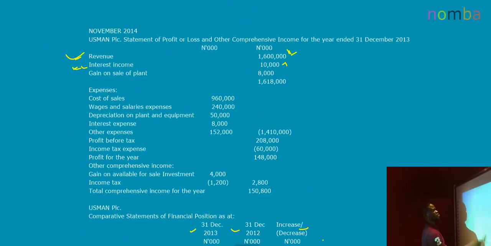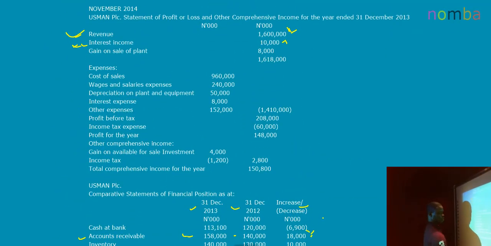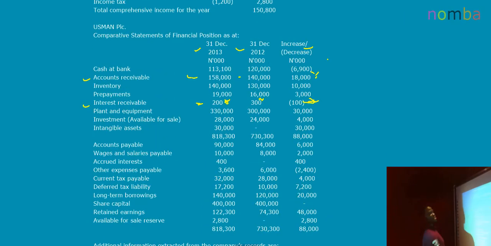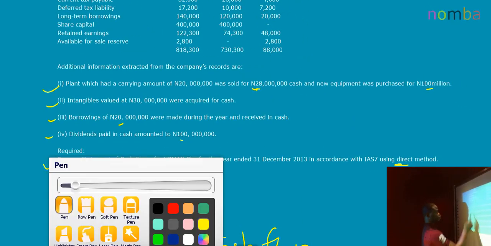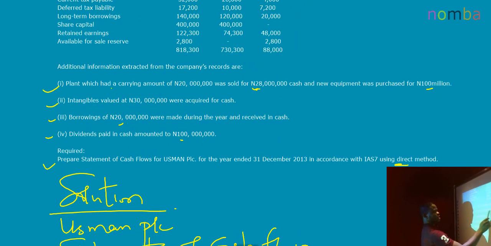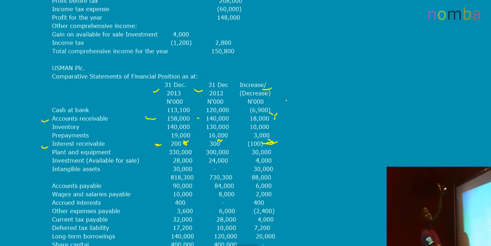Then, after my interest received, the next item here is gain on sale of plant, which is 8,000. And that gain on sale of plant relates to the additional information given, that a plant was sold which had a carrying amount of 20 million and it was sold for 28 million. You will see they made a gain of 8 million. That is that 8 million.